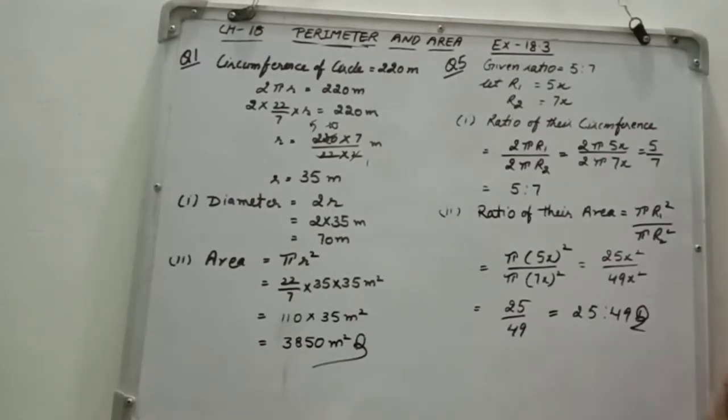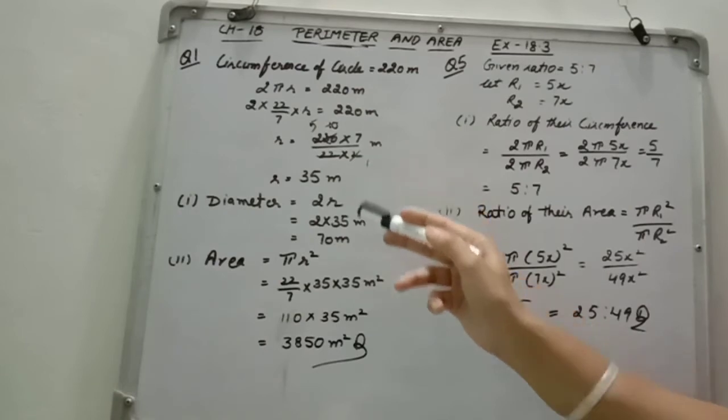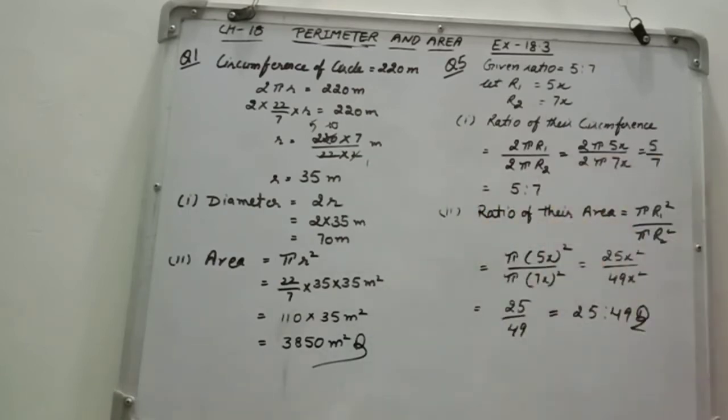Okay. Now the first part, they said find the diameter. We know the formula of diameter, 2r. So put the value of r, 35. So we get 70 meter. Diameter is 70 meter.